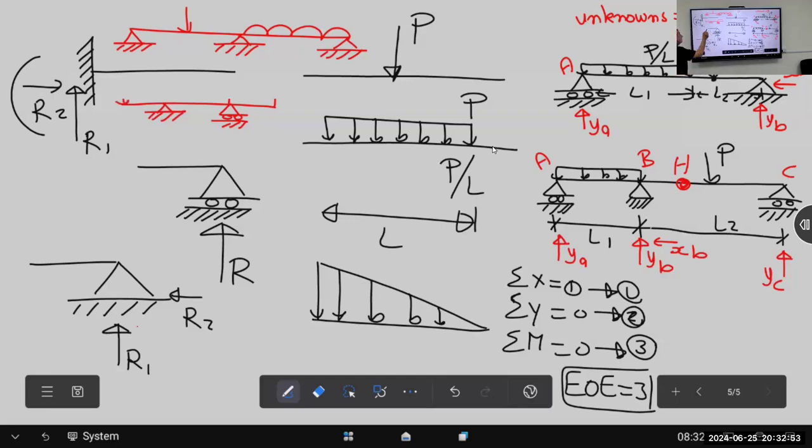This beam is an overhanging beam, with 2 sides overhanging, 2 cantilevers. I have a cantilever from this side and a cantilever from this side, overhanging, but it is still a simply supported beam. Why? Because 1, 2, 3 reactions. Same simply supported beam, but overhanging. Okay, overhanging beam.